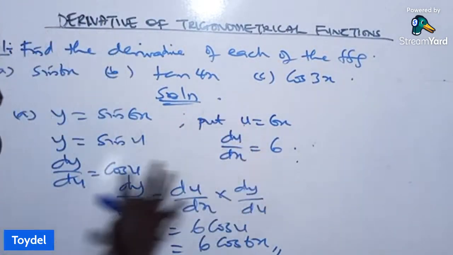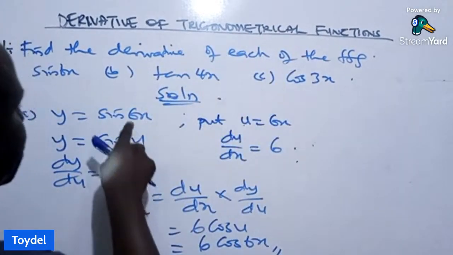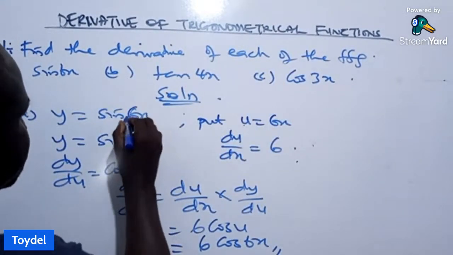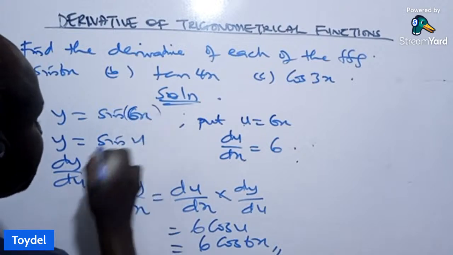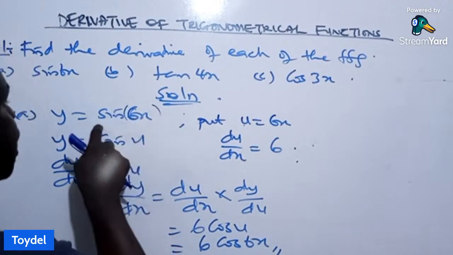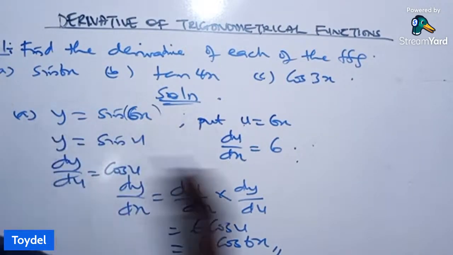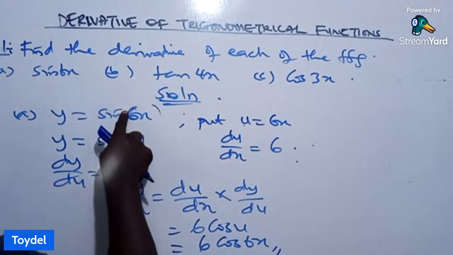So instead of going through all this process, if you have to find the derivative of a trigonometric function, check what you are given, the angle in front of that trig function. Differentiate this before you find the derivative of the trigonometric function itself. Just use it to multiply. For instance, here we have sine 6x.